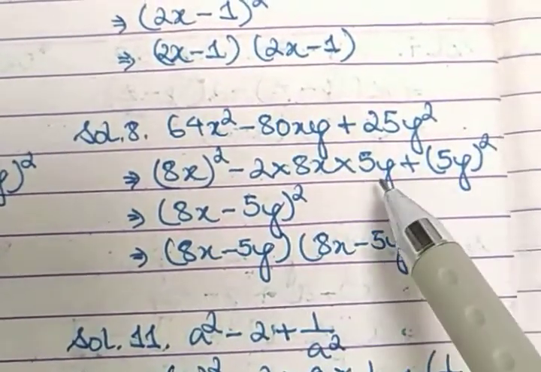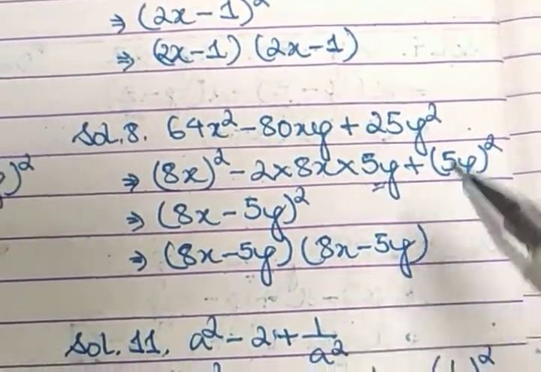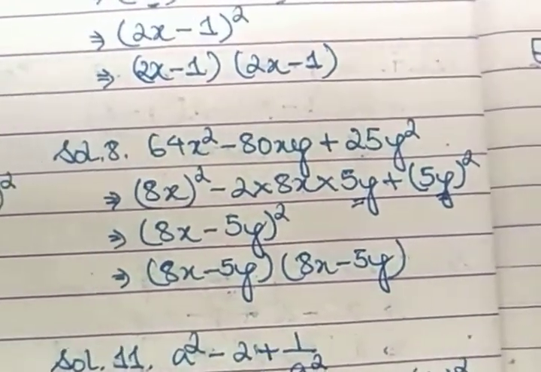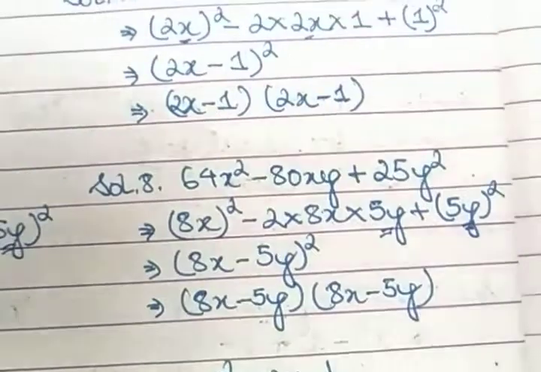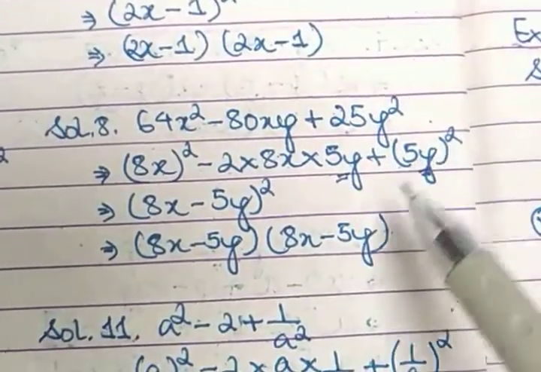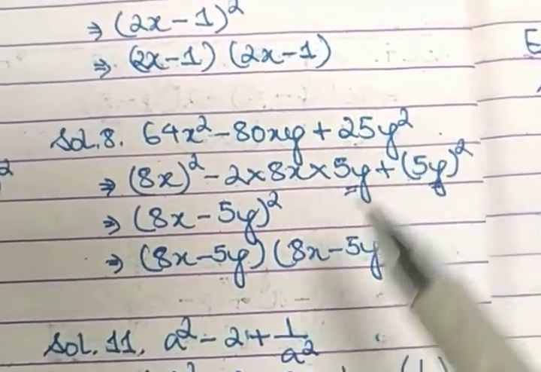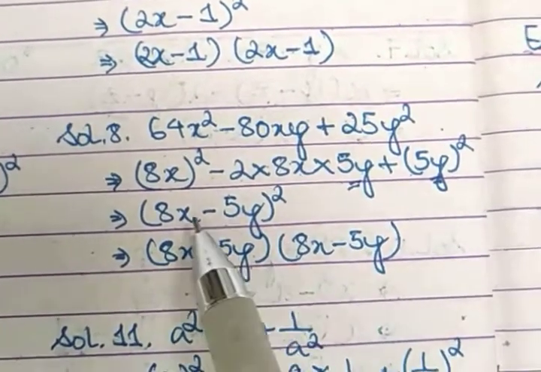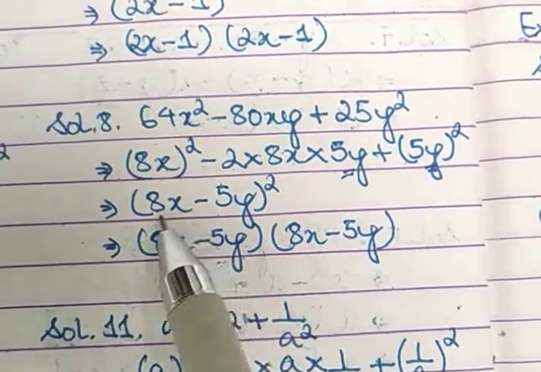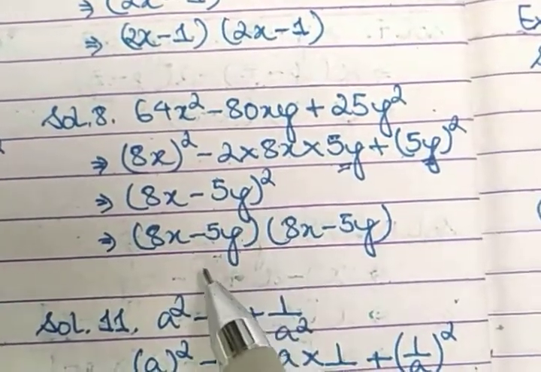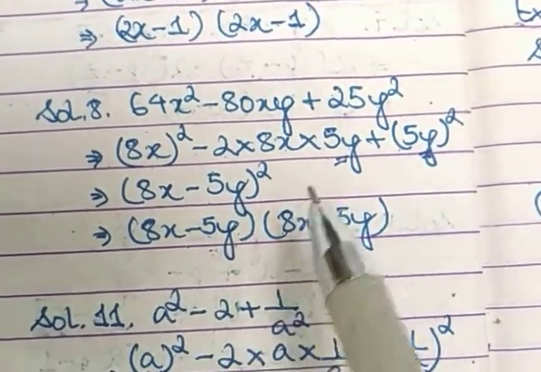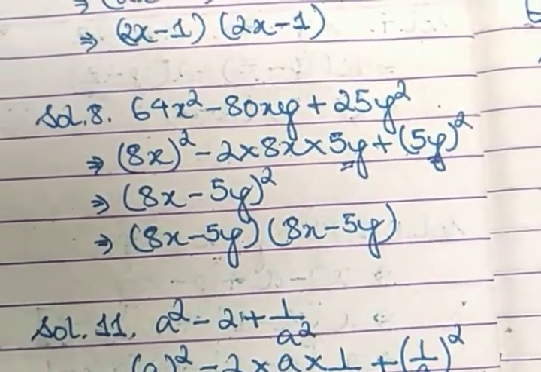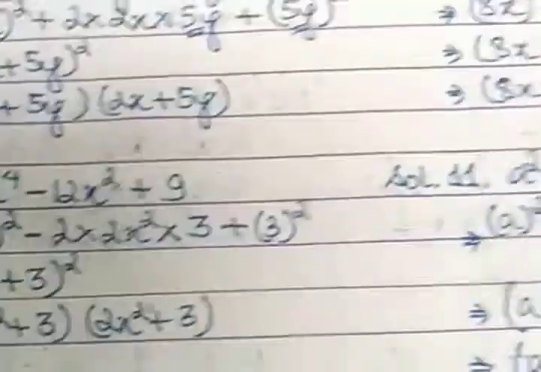After this, the value of b is 5y. Now plus b square, so I have written plus 5y square. Now 5 square is 25, so 25y square, see, the third term also matched. Now it is the expansion of a minus b whole square, so 8x minus 5y whole square. Now it can be written as 8x minus 5y, 8x minus 5y. We are done here, the factor form.